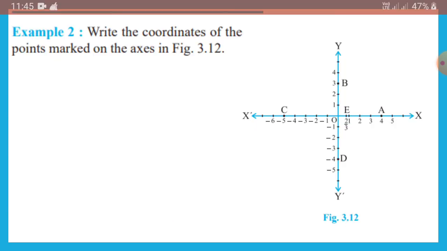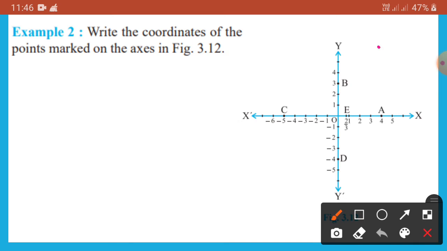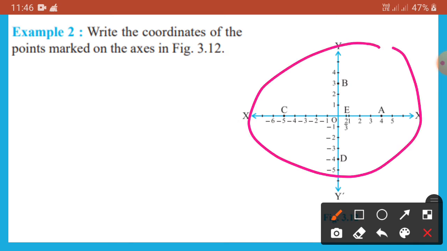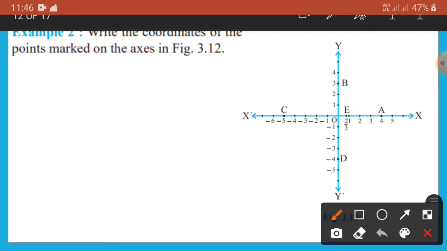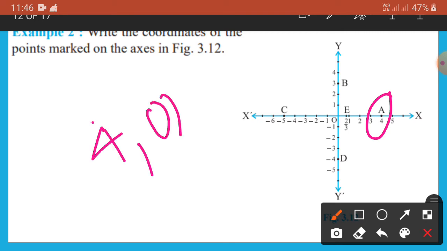Okay, now example 2. Now look at the figure and try to write the coordinates of the points marked on the axis. So we can see that the point A is at a distance of 4 units from the y-axis, and at a distance 0 from the x-axis. Therefore the x coordinate of A is 4 and the y coordinate is 0 here. That means the coordinates of the point A will be (4, 0).